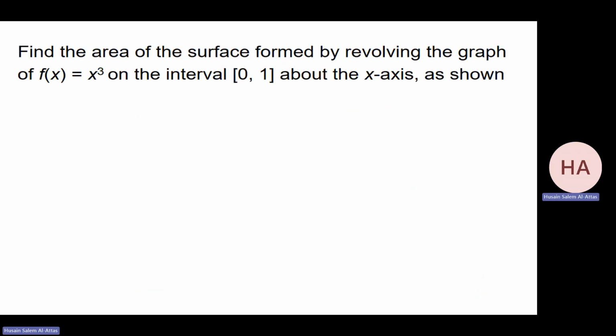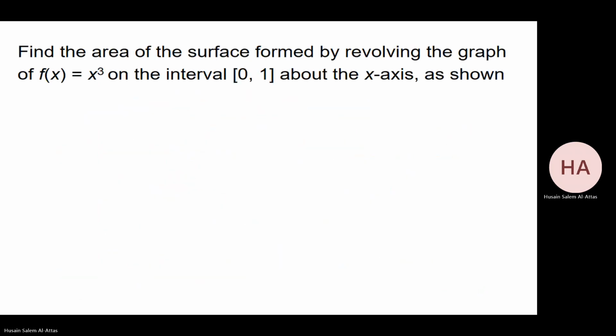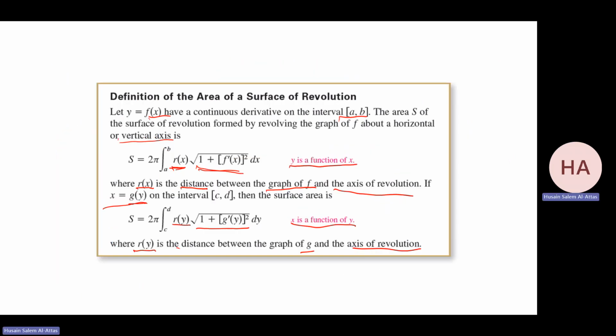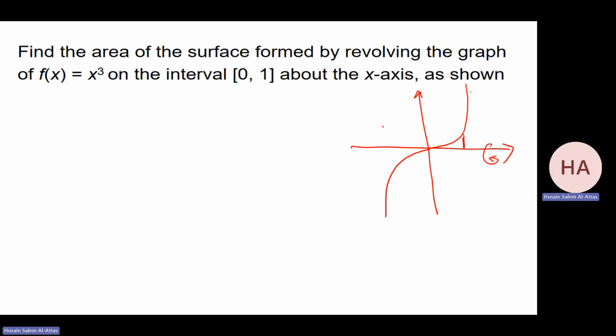Now find the area of the surface formed by revolving the graph of this function in this interval about the x-axis. This will be the first example. Now, we have the formula: 2 pi, now what is r of x? If you notice, just to make it clear, this is y equal x cubed, and about the x-axis. So r of x is the distance between the graph and the axis of revolution. What's the distance between the graph and the axis of revolution? This distance will be f of x.